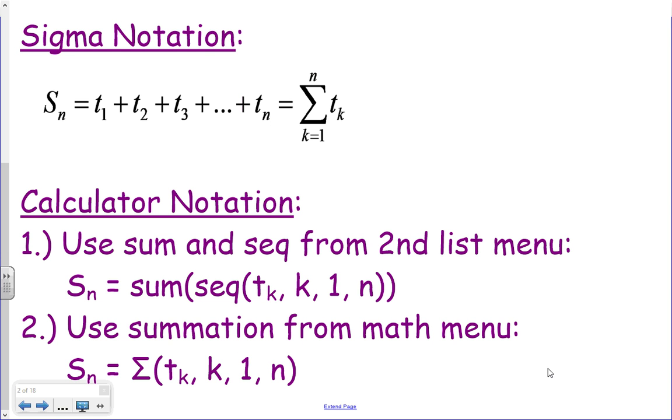And the partial sum, S sub n, is equal to the sum, that's the sigma notation there. Notice it's the same four parameters that you need for the sequence command. So it's t sub k, then a comma, k, comma 1, comma n. So on our calculator, we can generate these really quickly using either one of these techniques.